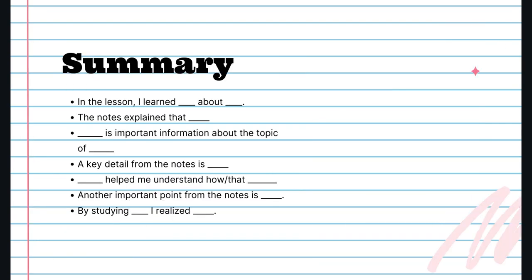Now, go ahead and fill out your Cornell Notes summary. Remember, you need 2 or 3 sentences, and you are good to go.